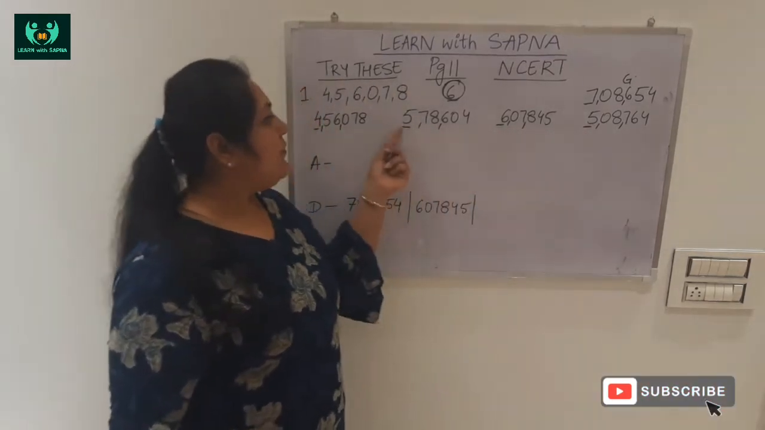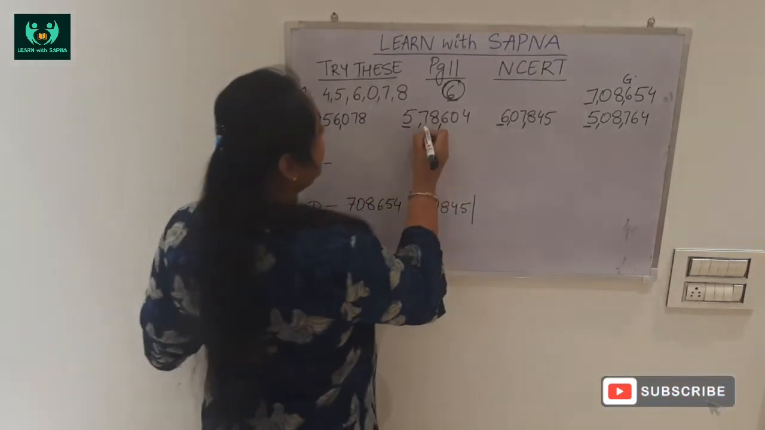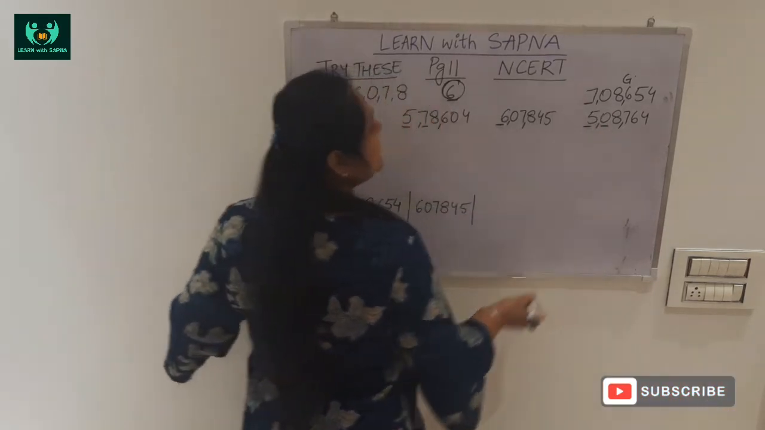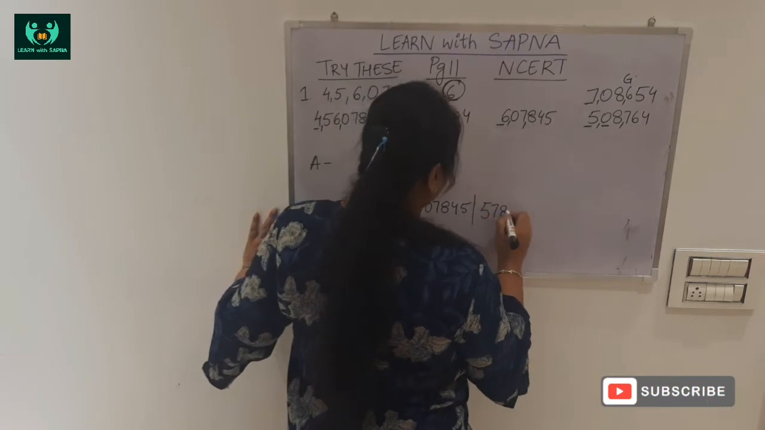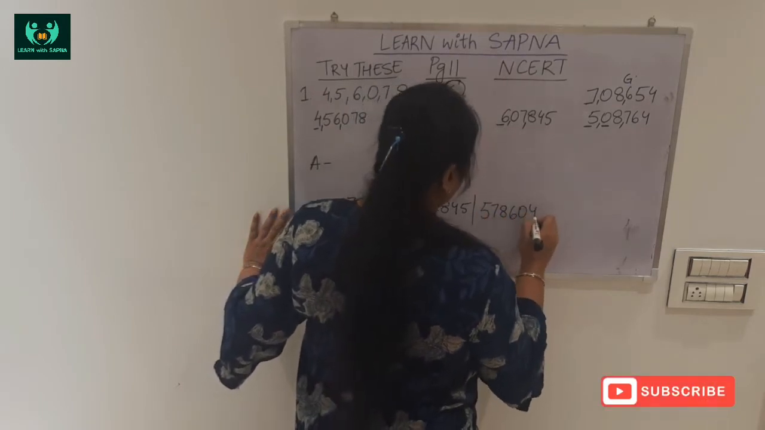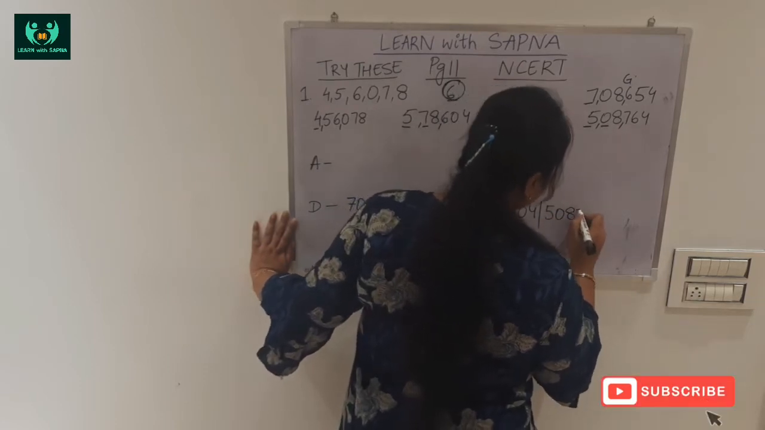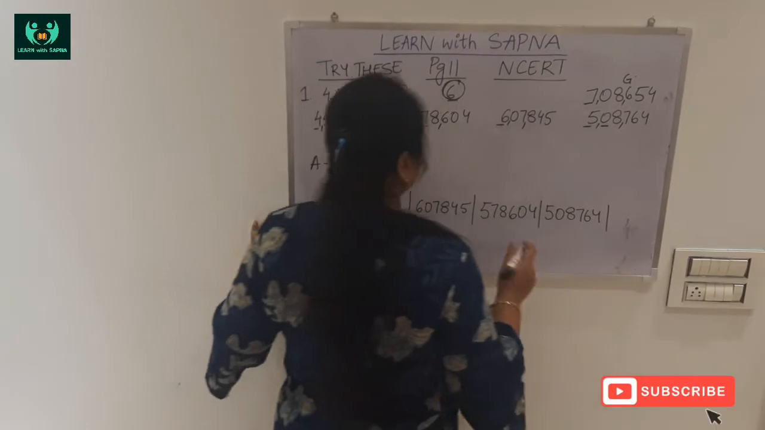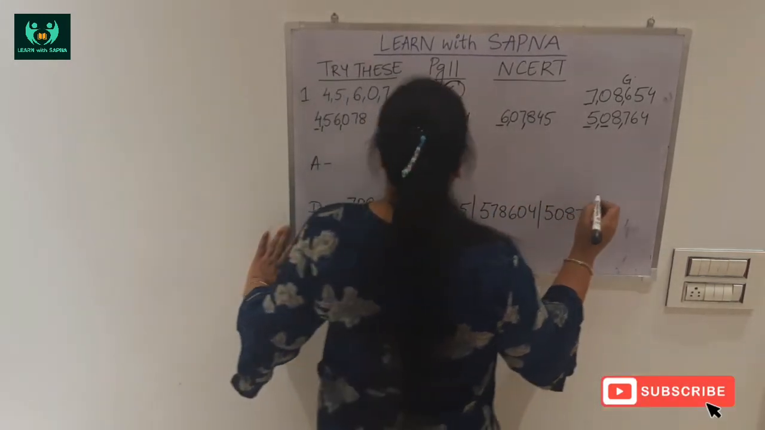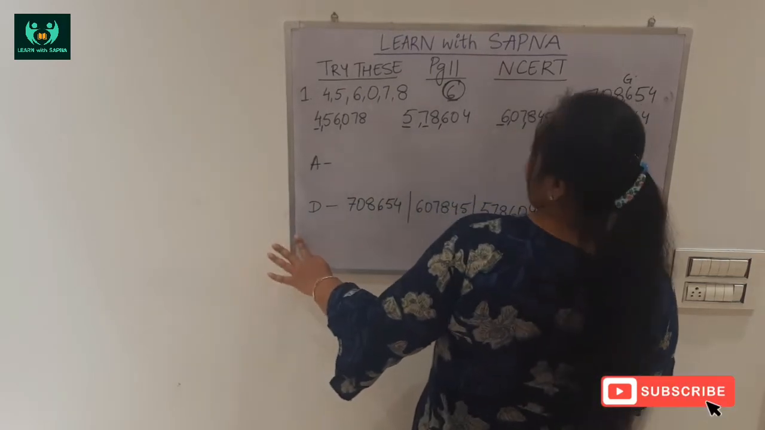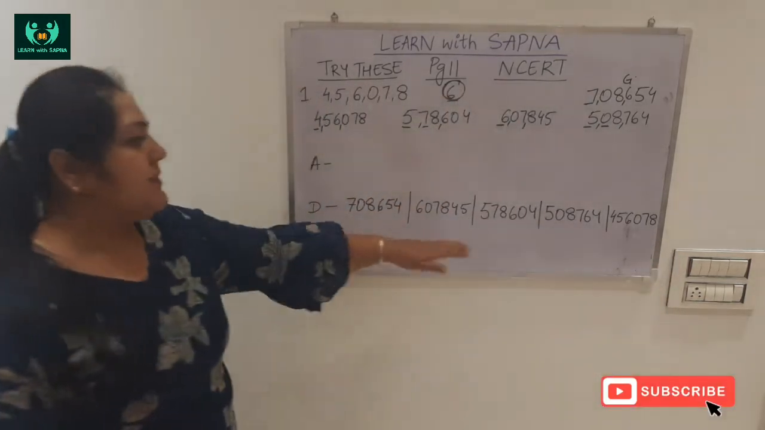उसके बाद इससे छोटे कौन से? दोनों 5. Now 5 and 5 both are same, number of digits are same, so we'll compare the next highest power. यहाँ पे है 7, यहाँ पे है 0. So 7 is greater, so we'll write 5,78,604 and then 5,08,764. लास्ट में कौन सा नंबर बचा हमारे पास? 4 वाला. So 4,56,078. So this becomes our descending order.